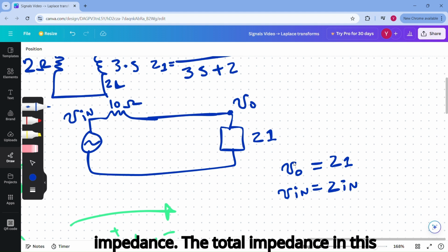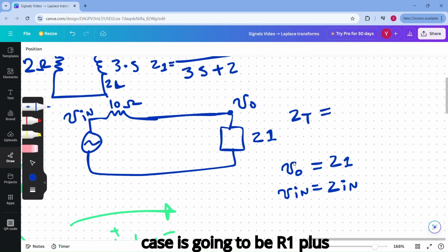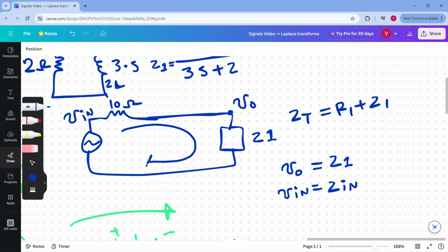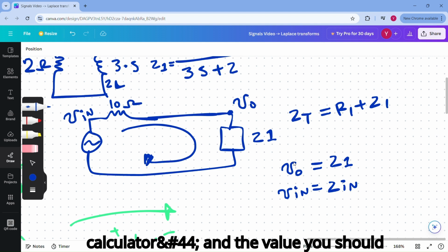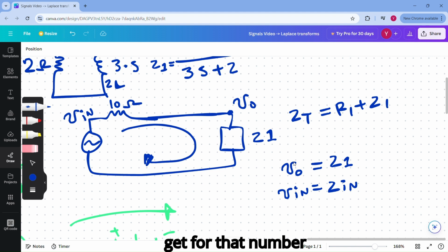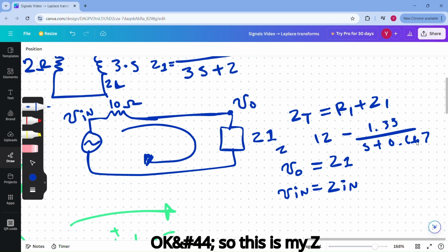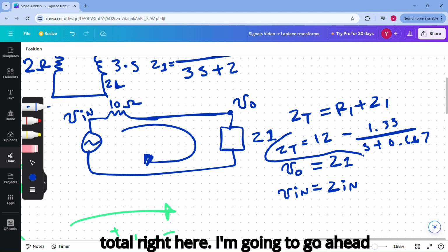So now let me find the total impedance. The total impedance in this case is going to be R1 plus Z1 because now they are in series. It is one continuous current path. Okay? You can add those two in your calculator, and the value you should get for that number is going to come out to 12 minus 1.3 over S plus 0.667. Okay, so this is my Z total right here. I'm going to go ahead and circle it.